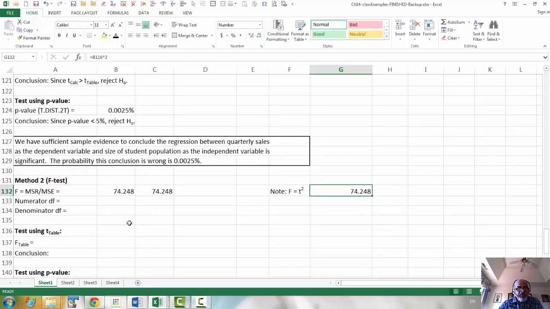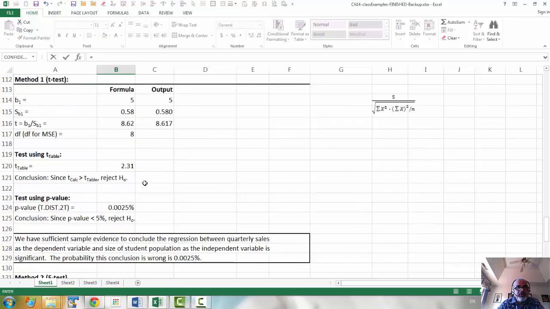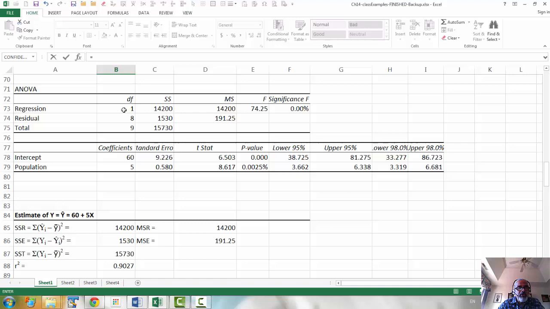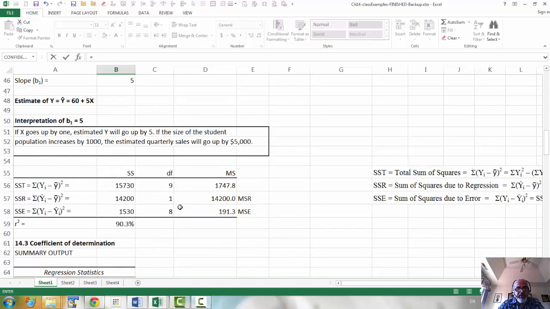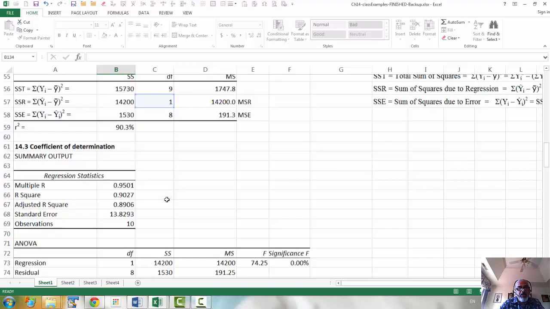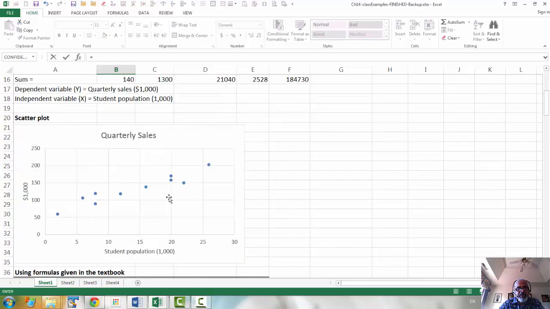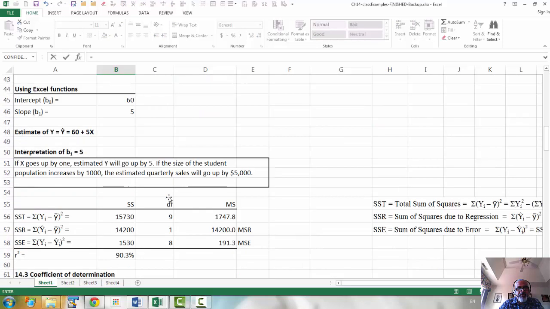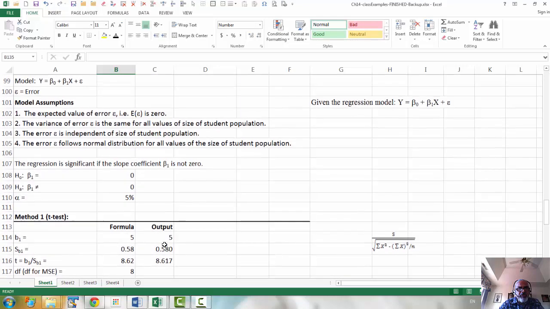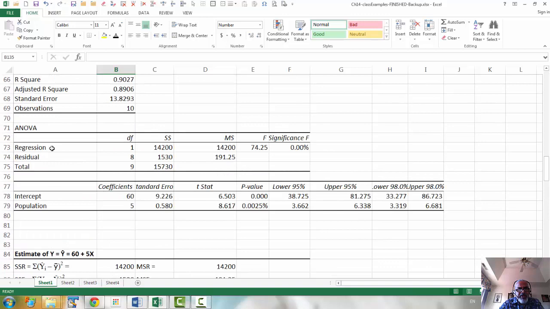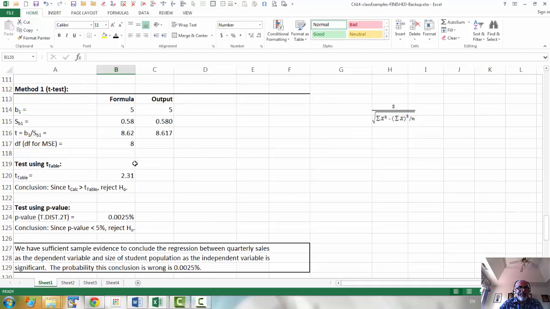Now the numerator degrees of freedom comes from MSR, so we'll get it from here. And the denominator degrees of freedom is the SSE degrees of freedom, which is over here. And these are also available from the data analysis regression output right here, 1 and 8.